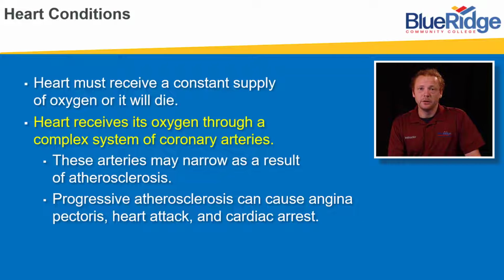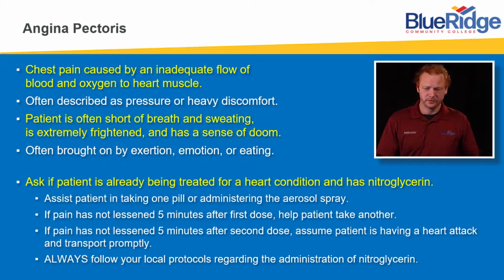The heart must receive a constant supply of oxygen or the cells will begin to die. The heart receives its oxygen through coronary arteries. These arteries may become narrowed or restricted as a result of atherosclerosis. The progressive atherosclerosis can cause angina pectoris, heart attack, or even cardiac arrest, depending on the severity. So, angina pectoris, what is that?